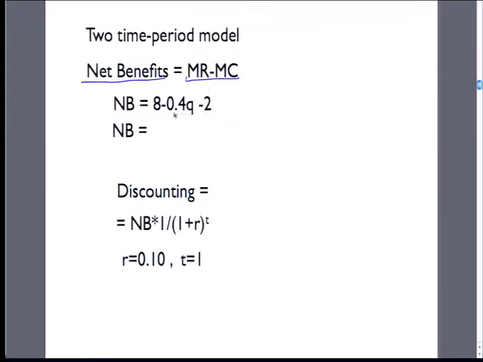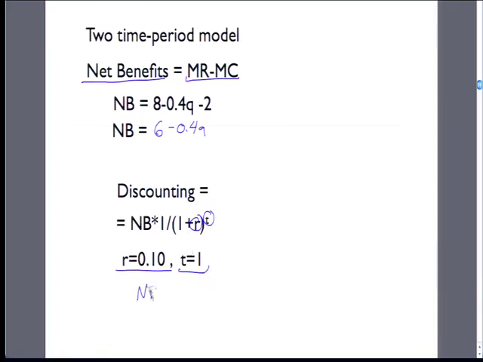Okay, so let's make net benefits, just because it's simpler, marginal revenue minus marginal cost. 8 minus 0.4 Q was our price and marginal revenue. Marginal cost was 2. So now our net benefit equation is 8 minus 2, which is 6, minus 0.4 Q. The other math we need to do is discount the second time period into the first time period. So we'll just do a simple interest rate of 10% and just one time period, but I want you guys to think about how this multiplier would change if I asked you to do it with a different interest rate or a different time period.